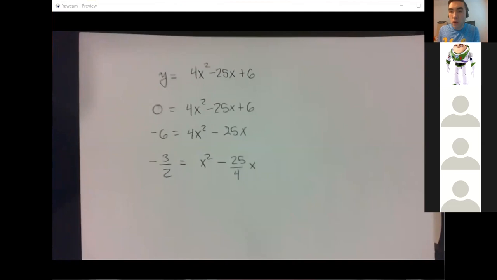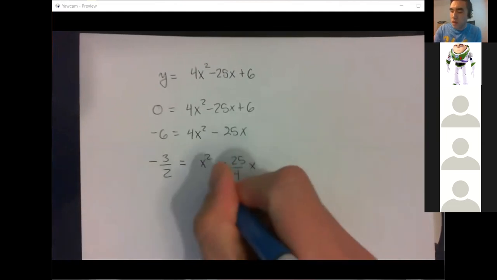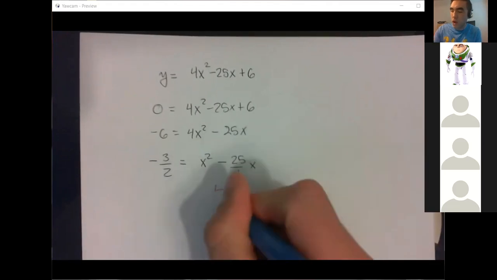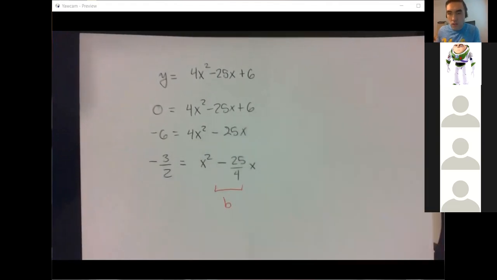And now to complete the square, I need to invent my magic number. And my magic number is always going to be this middle digit, which I'm going to call b. Somebody's microphone is open and causing me feedback.